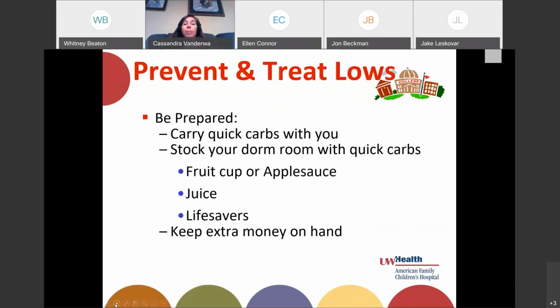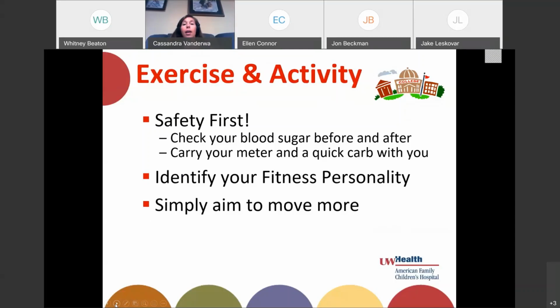So most importantly, being prepared by carrying these quick carbs with you, stocking up your dorm room, and always keeping extra money on hand. Also, preventing lows is pretty associated with exercise and activity because we know that intense exercise can be associated with delayed lows. So making sure that when you do fit exercise and physical activity into your day, that you are careful about making sure that your blood sugars are safe in order to do so.